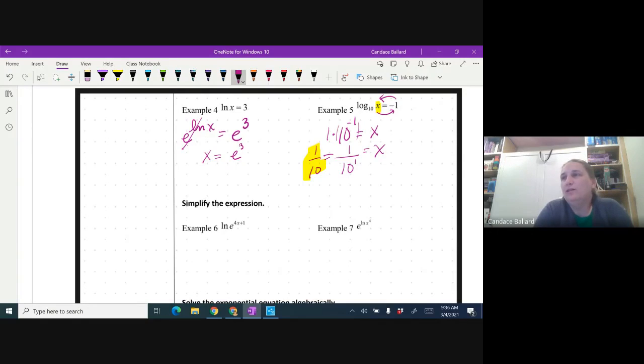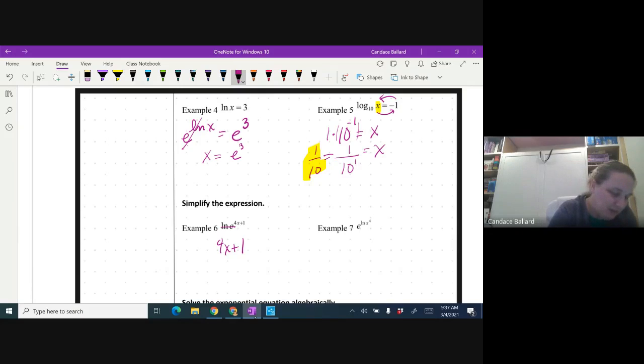All right. Look at example 6 and 7. Notice they're just expressions. There's no equal sign this time. What do we know about e and natural log when they're next to each other like that? What happens with e and natural log? What do you guys think? Oh, we're going to get to cancel them out. So all I have to do is this, and I just get 4x plus 1? I think we need half the test to be that, right? It won't be, but that would be nice, wouldn't it?